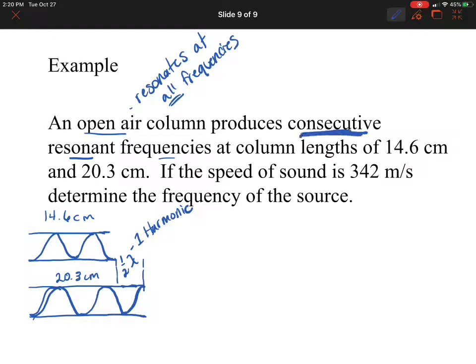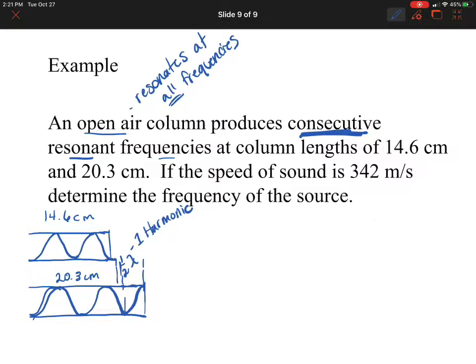It's a little bit difficult, but remember, consecutive means that there was no way that it resonated in between these two lengths. It only resonated at 14.6 and 20.3. So that means in between those two, we had two consecutive resonances, and there's no other way that we could cut this off and have an antinode at the end, right? It was only at 14.6 and 20.3.